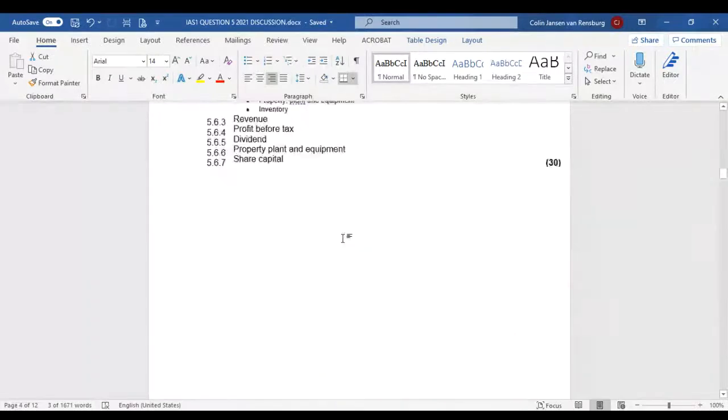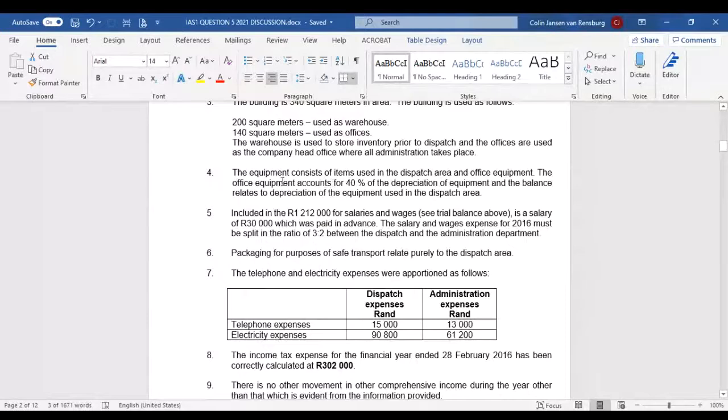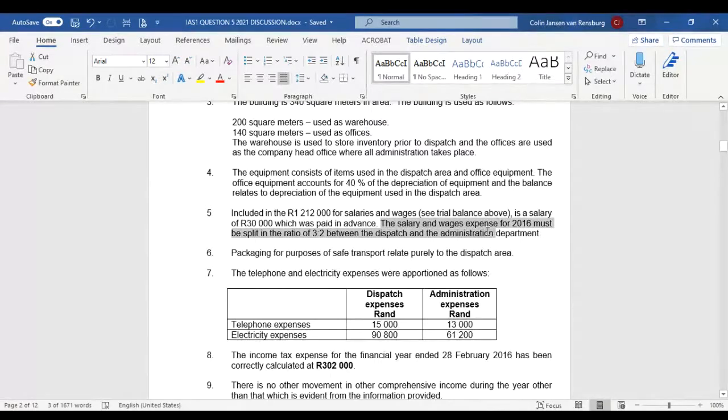So let us go up again to our additional information. Let's see what they tell us about the salaries and wages. So here we've got a paragraph that deals with that. We've already excluded the 30,000 rand, so we have taken that out. Now we've got to concentrate on the last sentence of that paragraph. So they are saying the salary and wages expense for 2016 must be split in the ratio of 3 to 2 between the dispatch and the administration department.